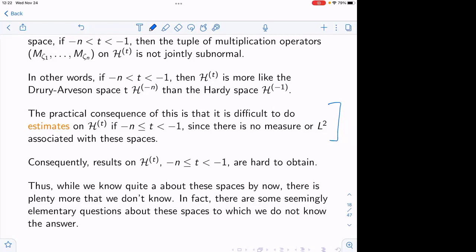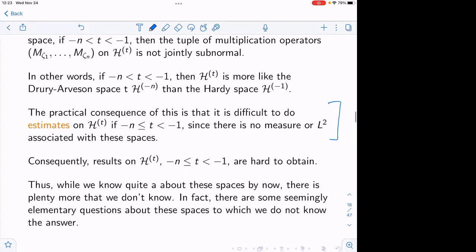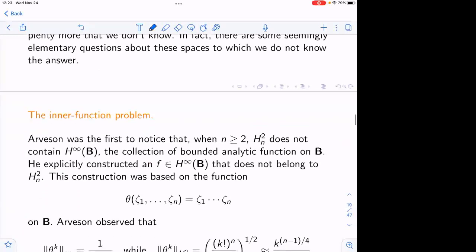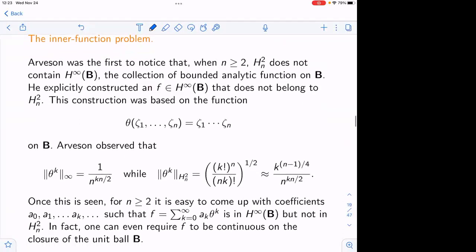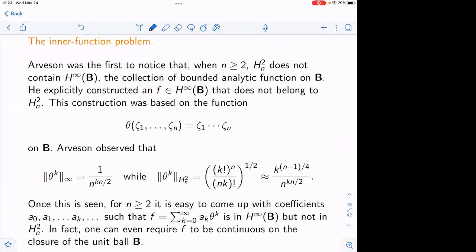As I said, it's hard to get results on these spaces, so what I'm going to do is talk about a few things that we actually do know at this point. One of these interesting things is a relation between H infinity and the Drury-Arveson space.